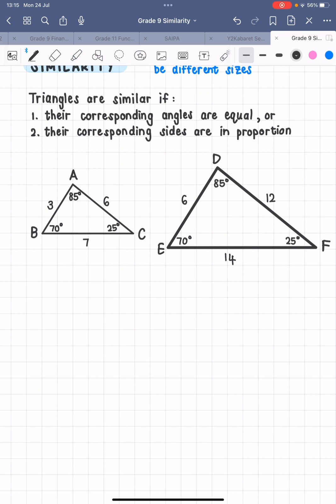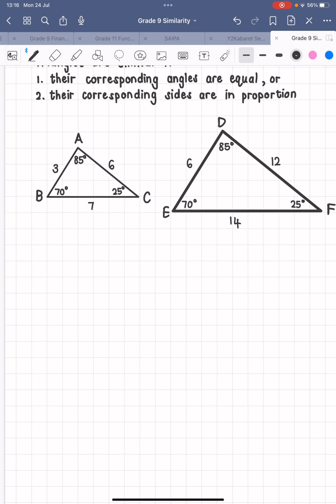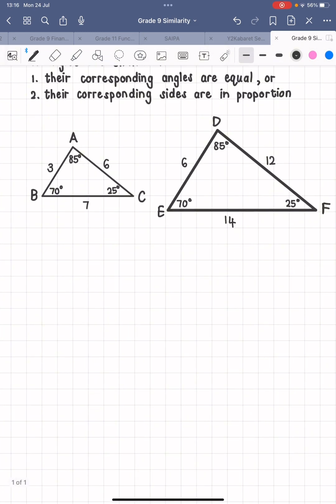All right. So we can see that the first condition is met there. Their corresponding angles are equal. Now, guys, if you don't have any information about the sides, you only have information about the angles, that is enough to prove that two triangles are similar. Okay, so I'm going to write here, just like with congruency, do you guys remember we did a 5-line proof? We're going to do the same thing here.